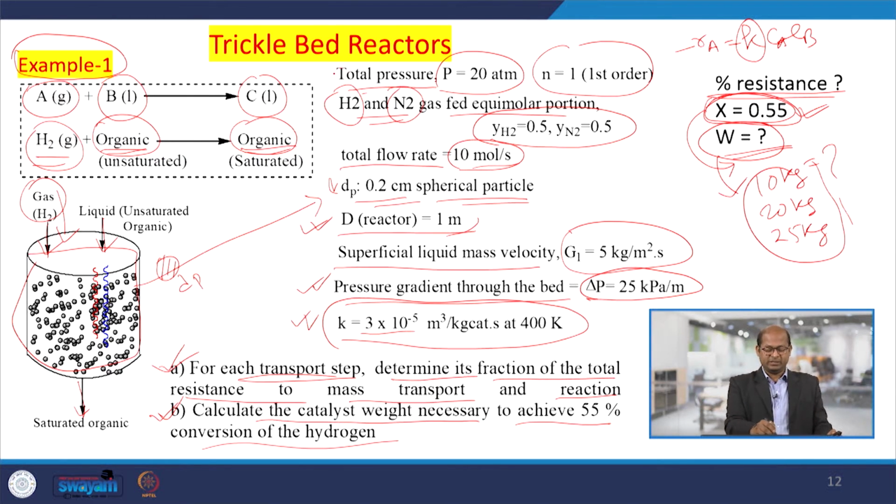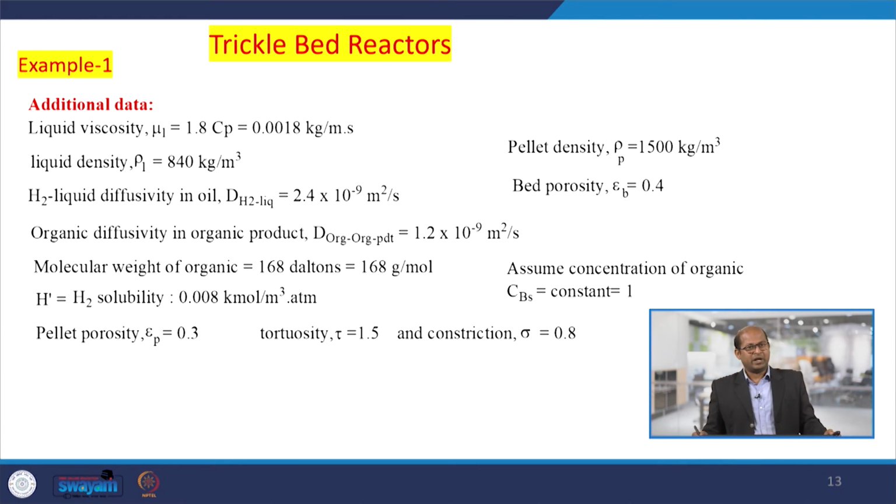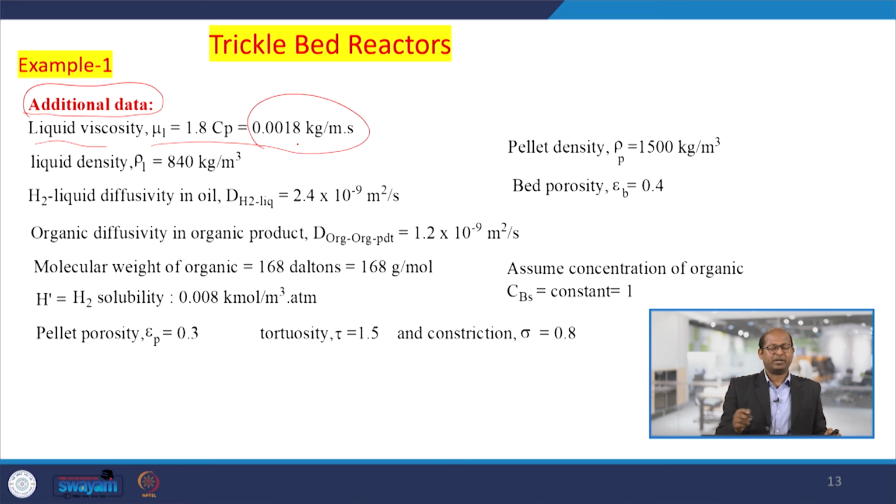If we maintain these parameters, the total pressure and mole fractions, everything is given. For this particular system, the next step is to solve it. Here, additional data is given for this problem. The viscosity of the liquid at that temperature is given as 0.0018 kg per meter second. The density of the liquid is also given; if we want to deal with liquids, we should know the density.